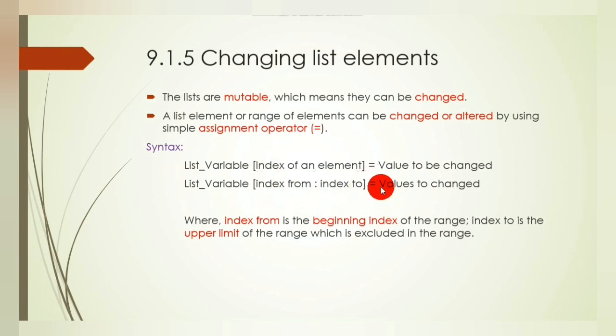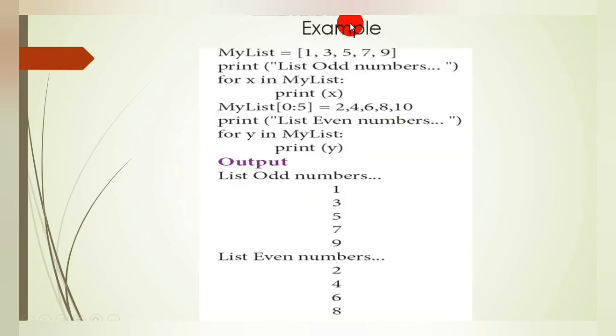And then equal to, you specify the values to change it. Now you can see the example for this one. So now you can see the example for how to change the element present in the list. Here the list name is my list, equal to 1 3 5 7 9. The list elements are 1 3 5 7 9.